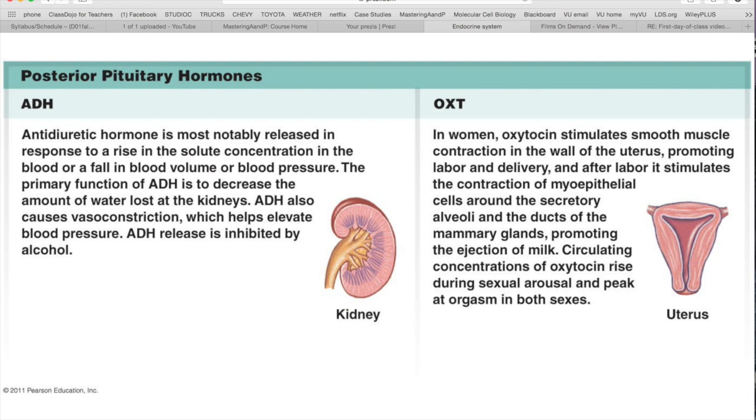And then oxytocin is the other one. Oxytocin stimulates smooth muscle. So it stimulates the smooth muscle of the uterus during childbirth. It also stimulates smooth muscles in the mammary glands, causing the ejection of milk. And it also plays a role in sexual arousal.